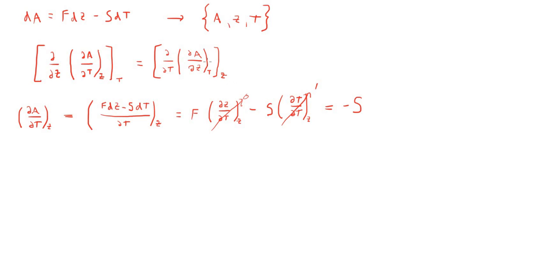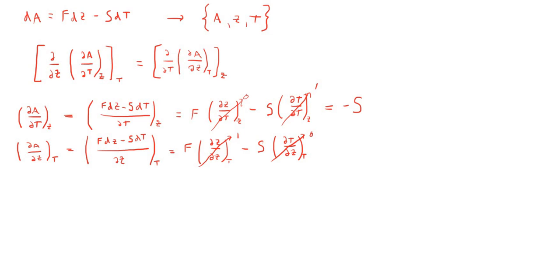So now I'm going to do the same thing for dA over dt at constant t. After doing the same thing to dA over dz at constant t, we get that this expression is just equal to f. So if we plug in the results of these two expressions back into their respective parts in the Maxwell relation, we will get the following equation.